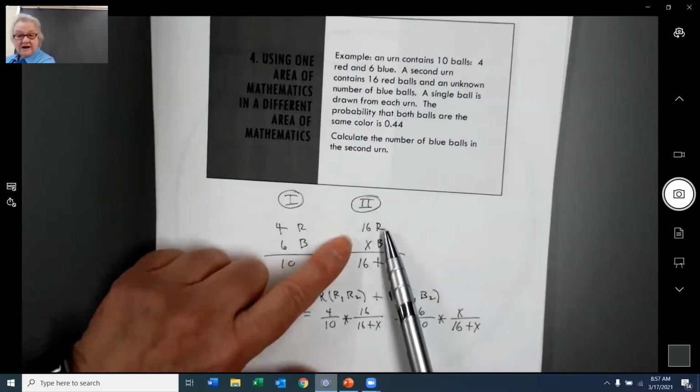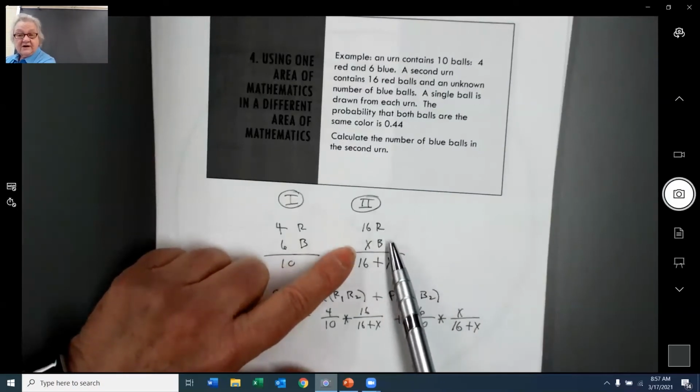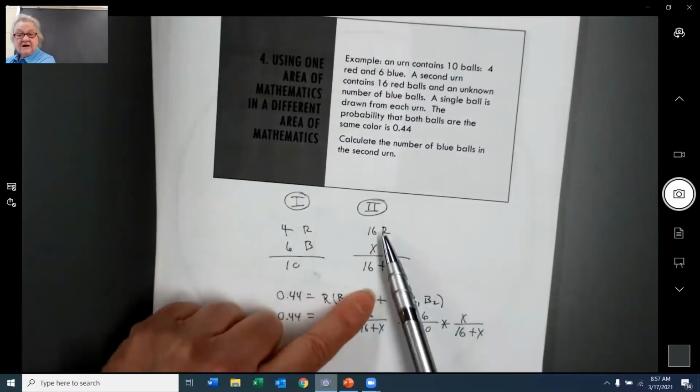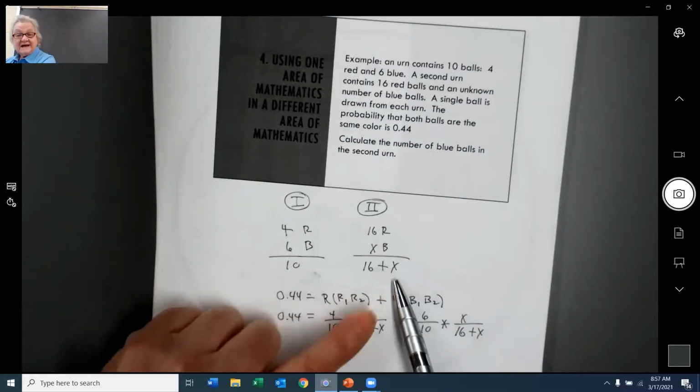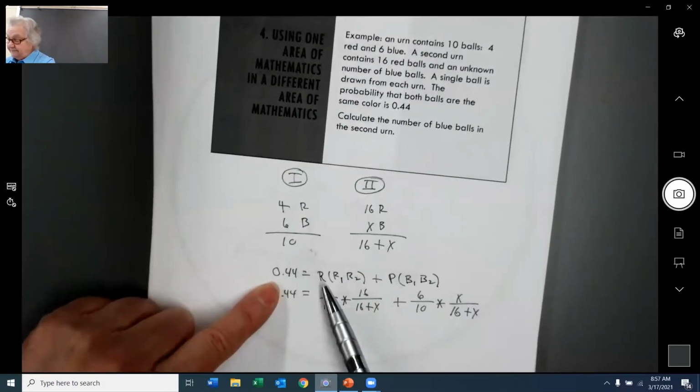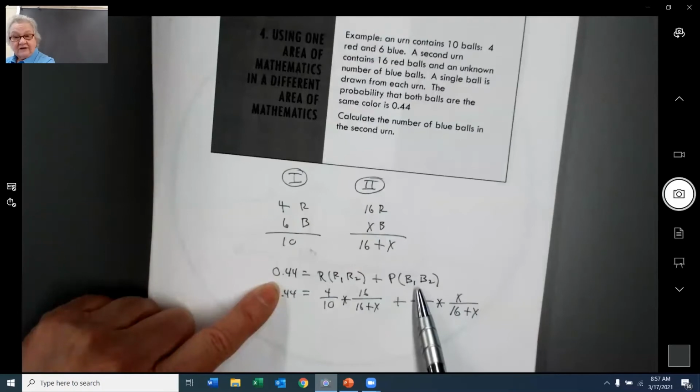And the second urn, I have 16 red balls, and I don't know how many blue balls I have, so I'm going to call them X. And here I've got a total of 10 balls. And here I have a total of 16 plus X balls. I'm told that the probability of both of them being red or both of them being blue, that would be both balls being the same color, is 0.44.